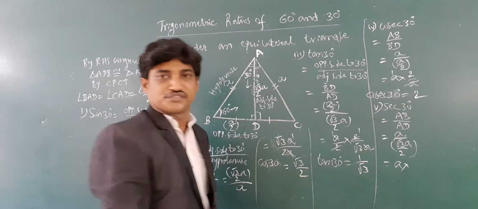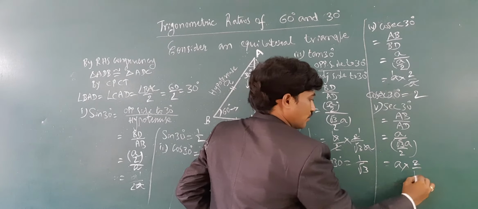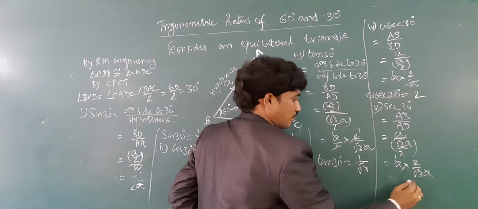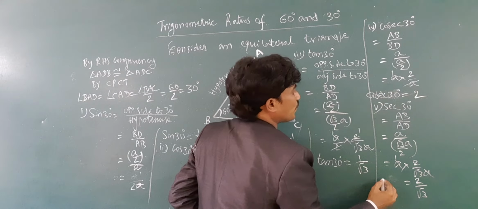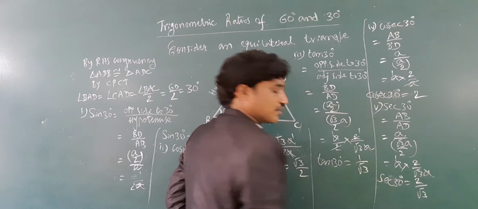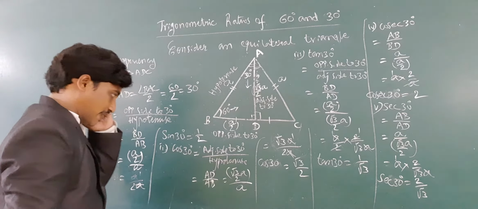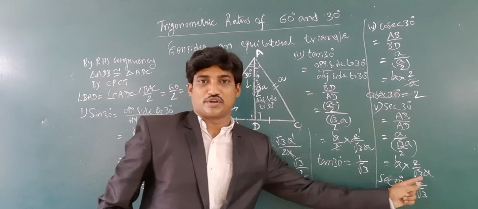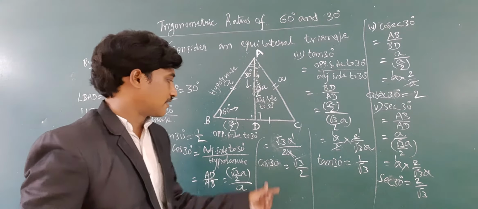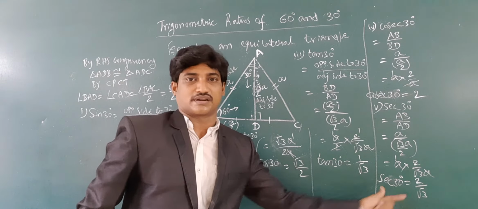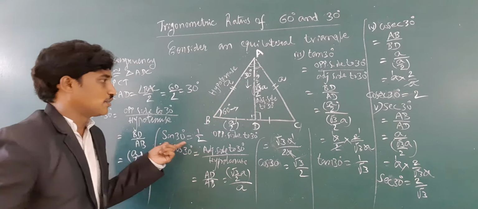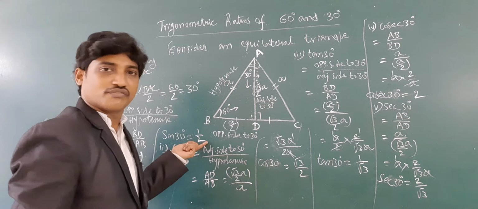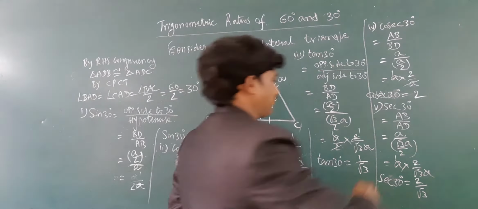A root 3 by 2, reciprocal 2 by root 3. A gets cancelled one time, 1 into 2, 2 by root 3. So secant 30 degrees is 2 by root 3. You can observe here cos 30 degree is root 3 by 2, secant 30 is 2 by root 3. Reciprocals are equal. Next, sin 30 value is 1 by 2, cosecant 30 degree value is 2. So cosecant theta is the reciprocal of sin theta. Verified.